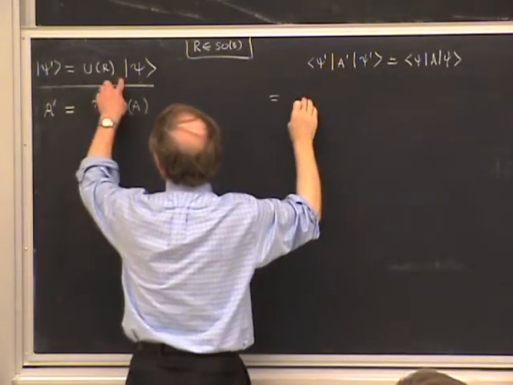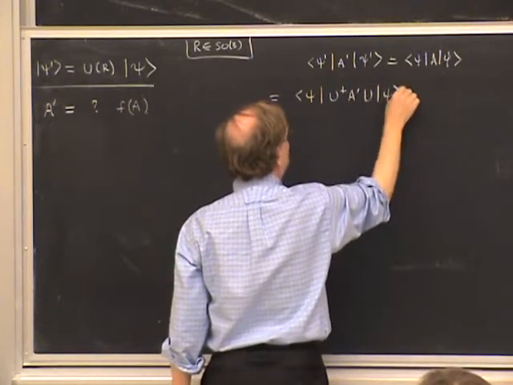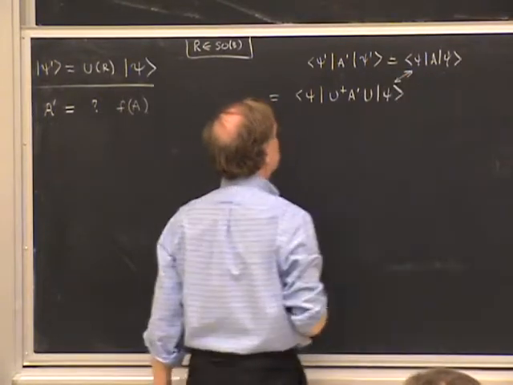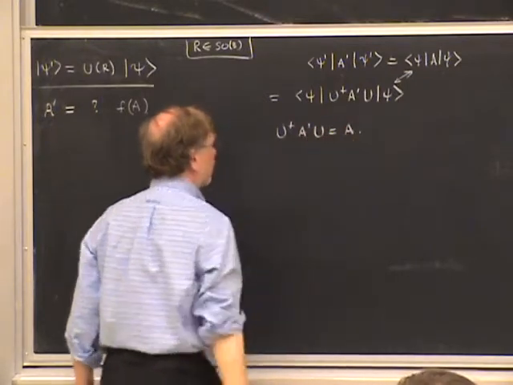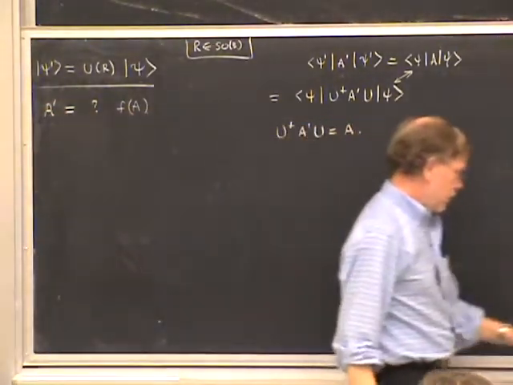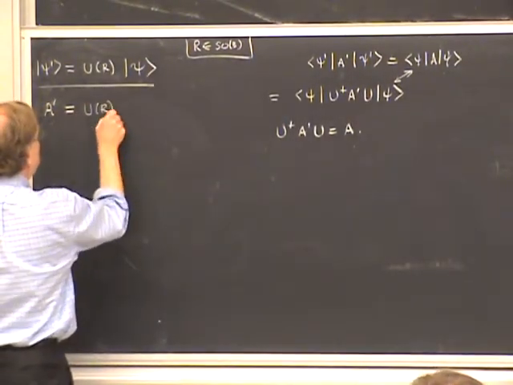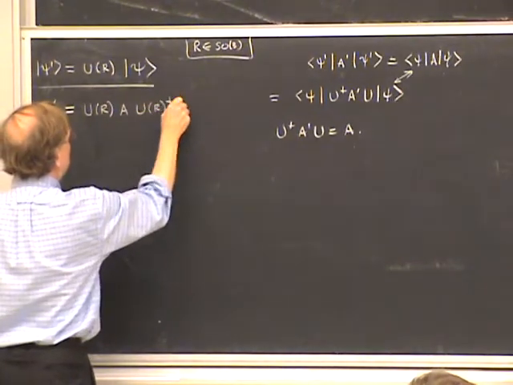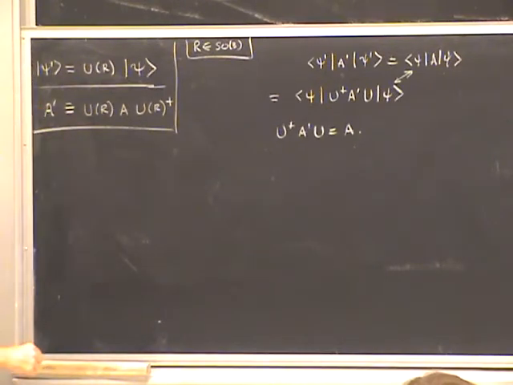However, since psi prime is U times psi, the left-hand side is psi U dagger A prime U psi. And since these have to be equal for all choices of psi, this implies that U dagger A prime U is equal to A. Or if we bring the U's and U daggers over to the other side, then the answer to our question as to the definition of the rotated operator is that it should be our rotation operator U of R times A times U of R dagger, like this. So this is a definition of the rotated operator. Okay, so we'll take up from there next time.